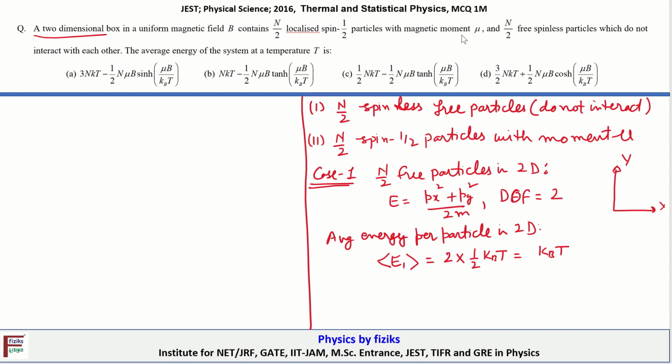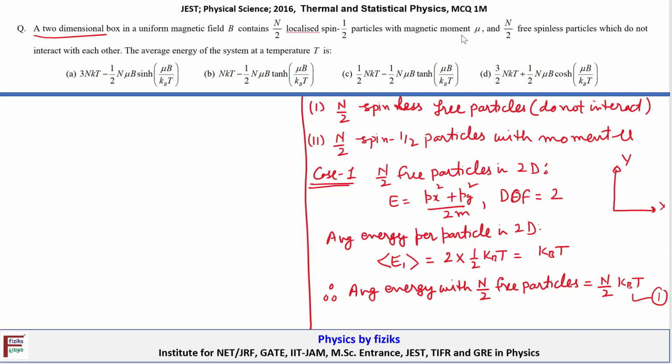Okay, so therefore the average energy with n by 2 free particles will be equal to the number of particles multiplied by the average contribution from each particle, that's kBT. Okay, so let's call this our result 1. Now we are done with case 1.